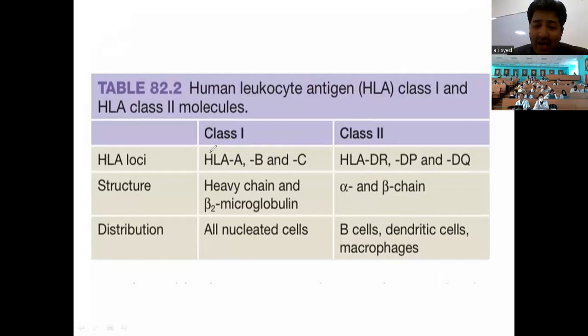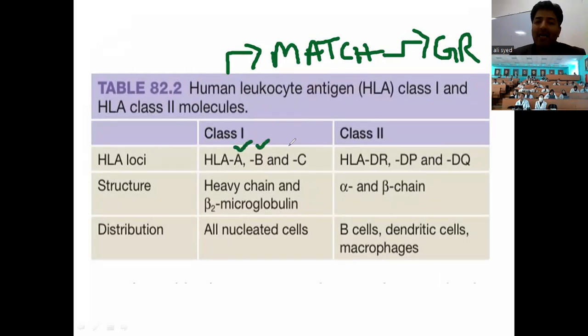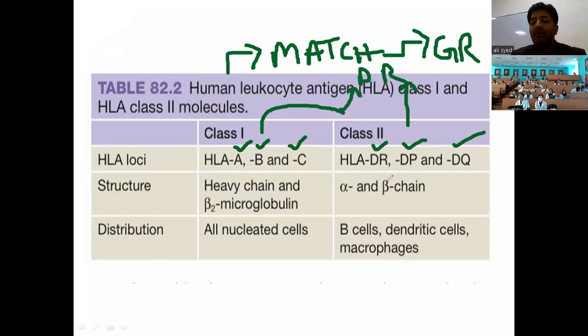When these antigens are present, you have to match them. If you do not match them between the donor and the recipient, there will be graft rejection. So HLA A, B, and C, and DR, DP, and DQ must be matched completely to have low risk of graft rejection. To prevent graft rejection, you must match them between the donor and recipient, both.